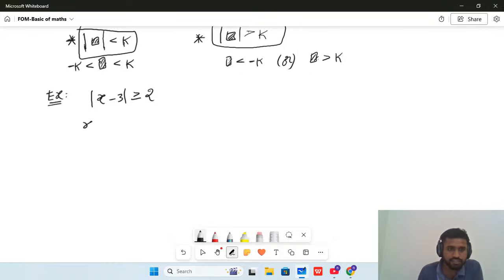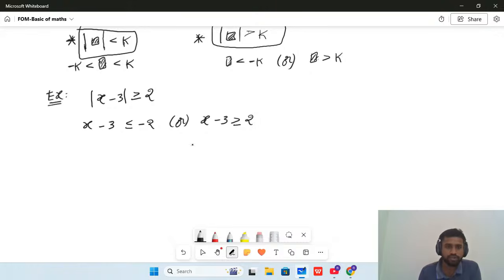First condition is x minus 3 should be less than or equal to minus 2, or another condition is x minus 3 should be greater than or equal to 2. So this modulus inequality we have divided into two types, which is x minus 3 less than or equal to minus 2 and x minus 3 greater than or equal to 2.